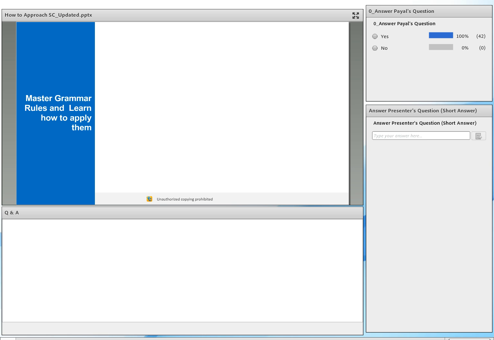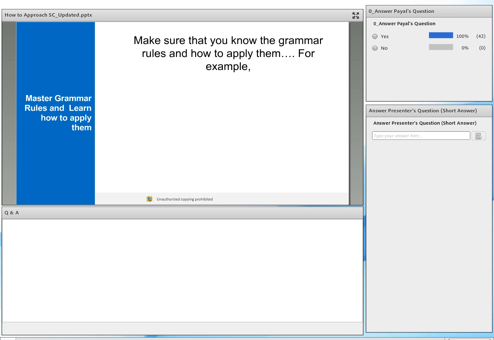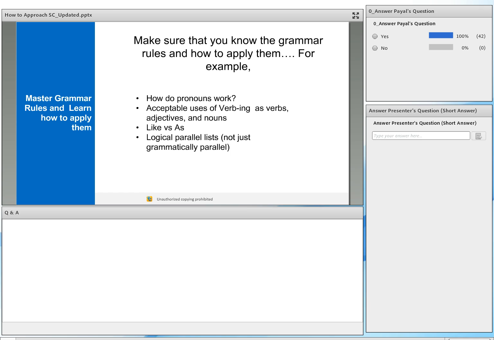Now once you have the foundation, then you go through the SC course and you learn the grammar rules and how to apply them. For example, how do pronouns work? What are the acceptable uses of verb-ing words as verbs, adjectives, or nouns? When do you use like? When do you use as? When do you have logical parallel lists that may not be grammatical? Those are the kinds of things that you learn in the SC course, and you learn how to apply those as well.